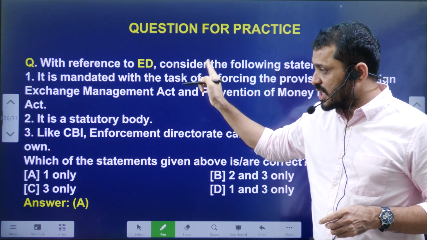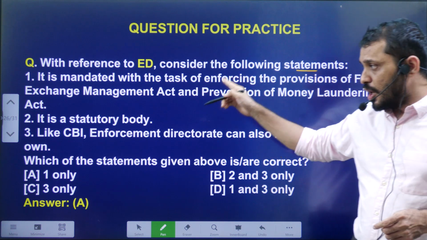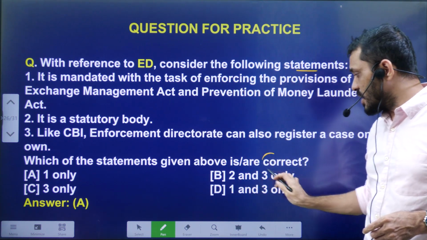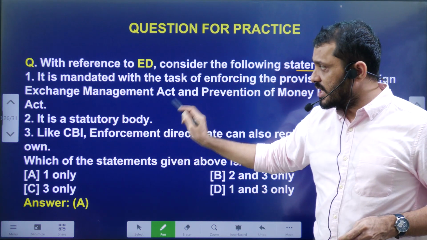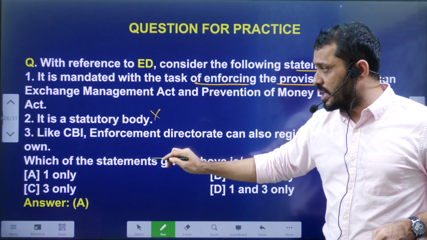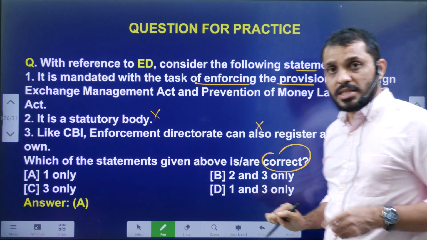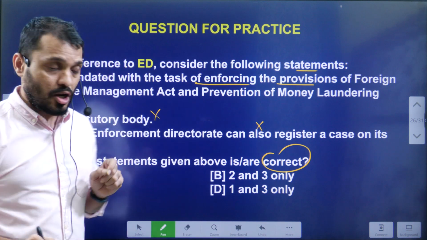Last video's question with reference to ED. With reference to ED, consider the following statements. Out of these 3 statements, which of the following are right? Only A, one only. The first statement is right. The second statement, ED is not a statutory body, and ED cannot register a case suo motu. So both statements are wrong.